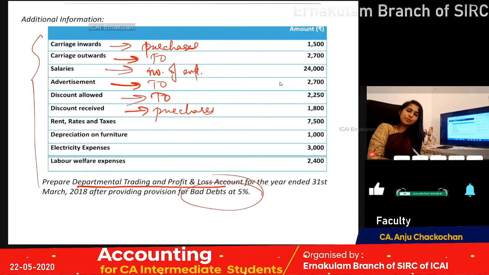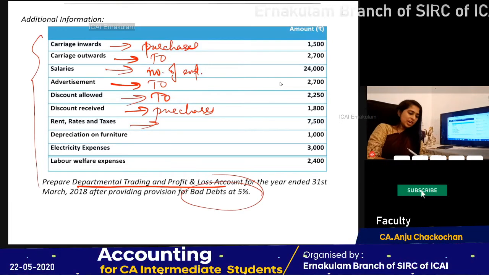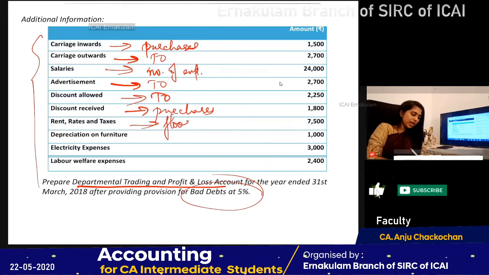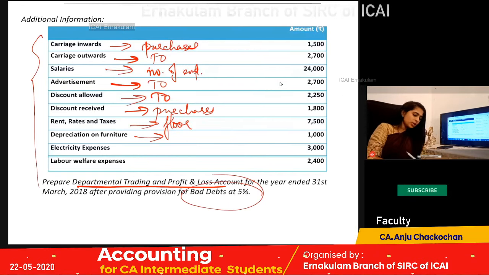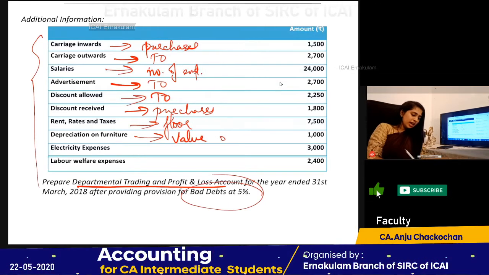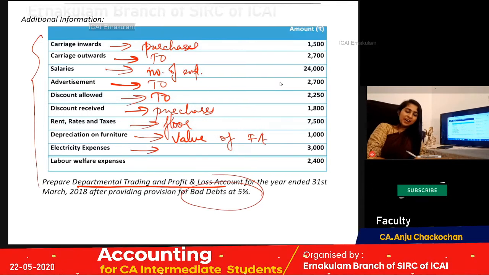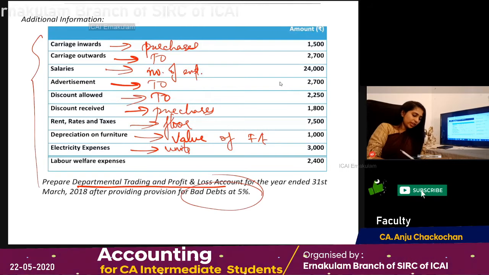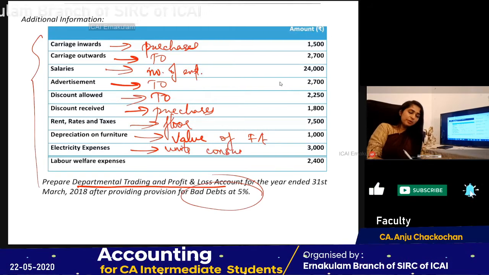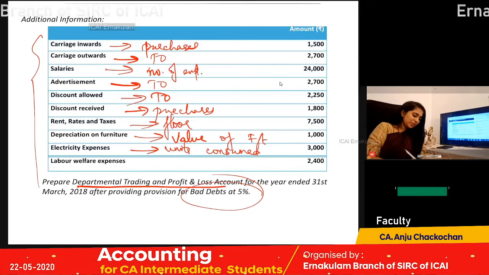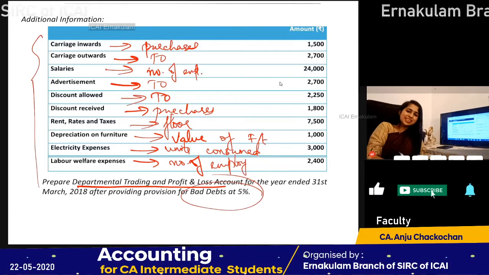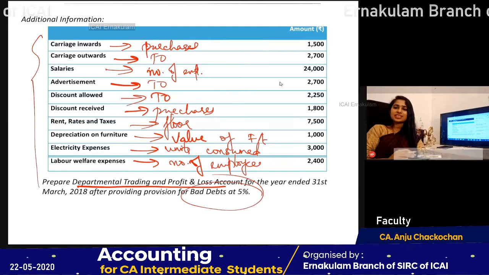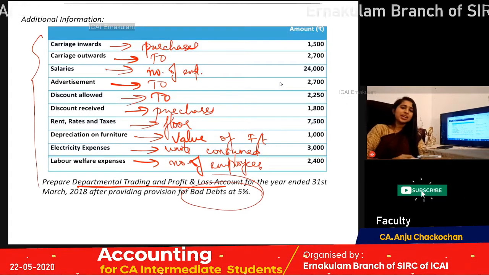Rent, rates and taxes? It will be allocated on the basis of floor space. Depreciation on furniture? On the basis of value of fixed assets. Electricity expense? On the basis of units consumed. You guys are doing really good. And labor welfare expenses? On the basis of number of employees. So this is the only task here. Once we sort this out, once we get this ratio, then it is just a cakewalk. Very simple it is.